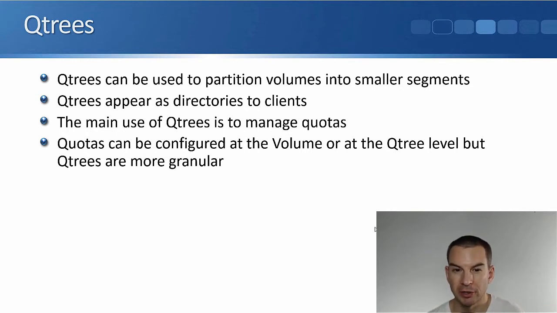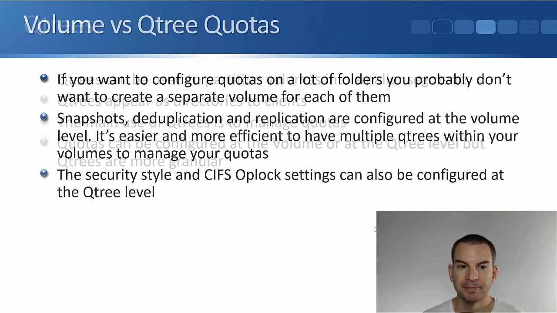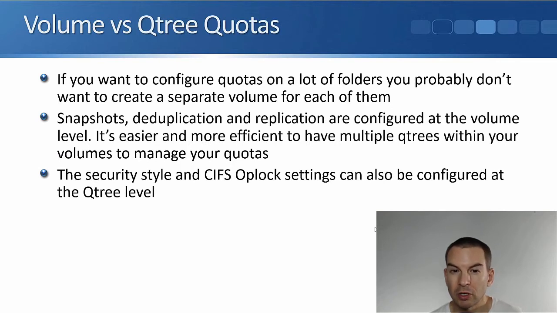Quotas can be configured at either the volume or at the Qtree level, but Qtrees are more granular. If you want to configure quotas on a lot of folders, you probably don't want to create a separate volume for each of them. Snapshots, deduplication, and replication are configured at the volume level. It's easier and it's more efficient to have multiple Qtrees within your volumes to manage your quotas.